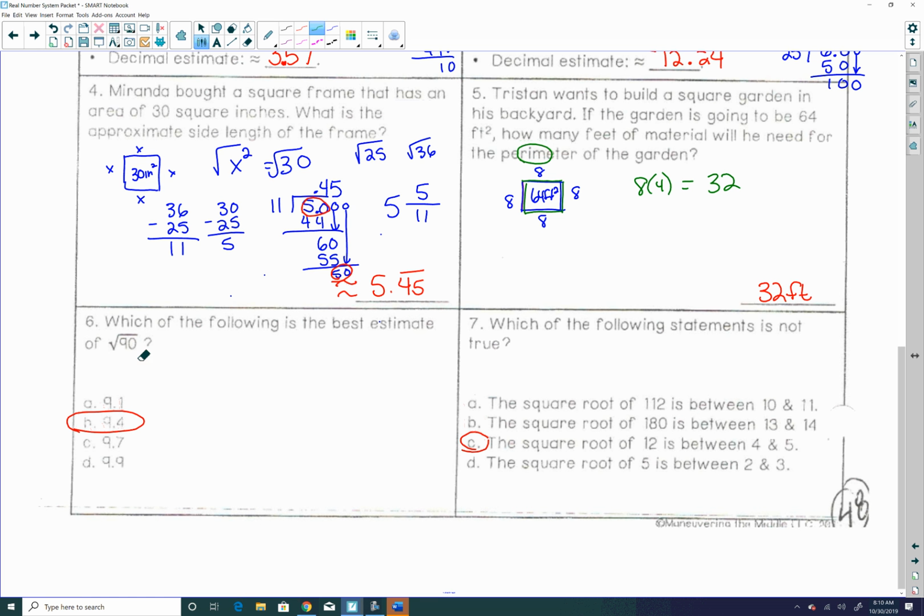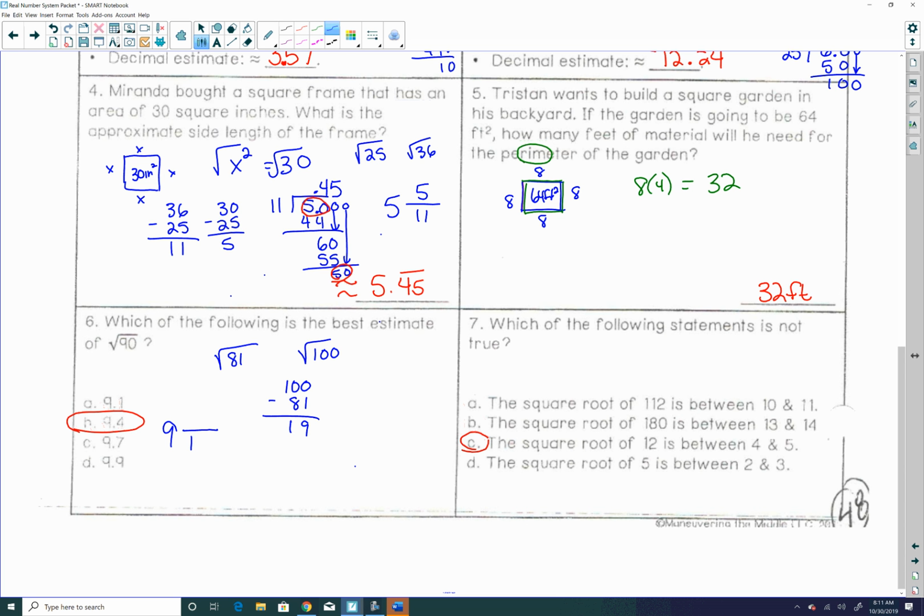Okay, square root of 90 is not a perfect square. So again, I have to estimate: between what two perfect squares does the square root of 90 fall? That would be between the perfect square of 81 and the perfect square of 100. So I know it's going to be 9 and some fraction. To figure out the fraction, do 100 minus 81. 100 minus 81 is 19.